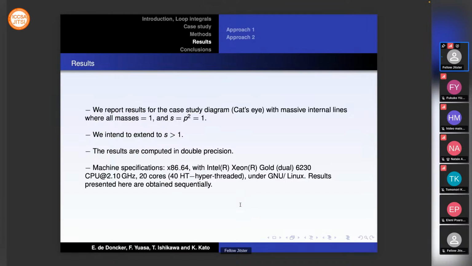For the results, for the cat's eye diagram, with the massive internal lines, the masses are 1 and momentum is 1. We do intend to extend this to different S values in later research. For the results, we executed the runs on a multi-core system, but did not apply parallelization because the times were short.